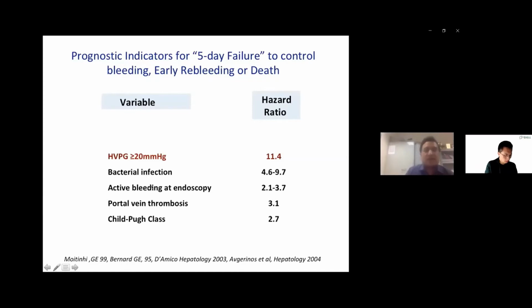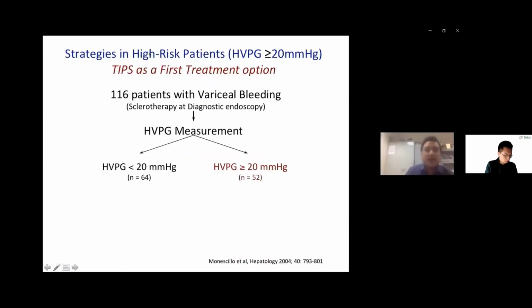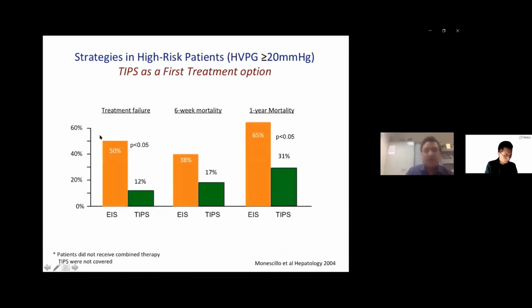Other than that, bacterial infection, active bleeding at endoscopy, portal vein thrombosis, active alcoholism, and Child-Pugh class C are associated with a higher risk of failure to control bleeding. In such high-risk patients with HVPG more than 20 millimeter of mercury during an episode of acute variceal bleed, a previous study randomized these patients to beta blockers versus TIPS, and showed that TIPS in these high-risk bleeders is associated with fewer treatment failures and lesser mortality, both short-term and long-term. So in these patients with acute variceal bleed with HVPG more than 20, TIPS is a good option to prevent rebleeding and failure to control bleeding, and is associated with a good long-term outcome.